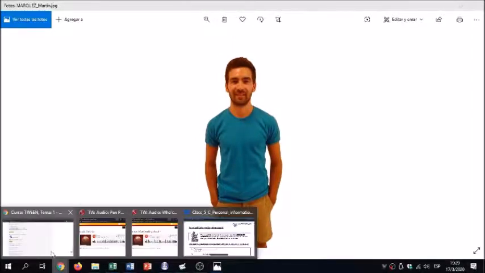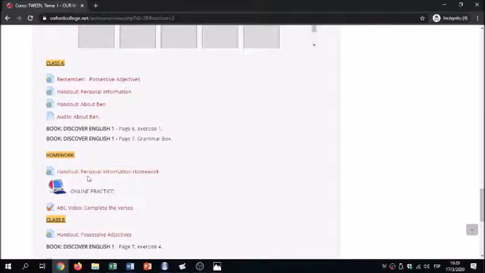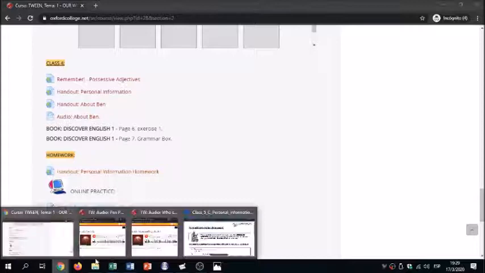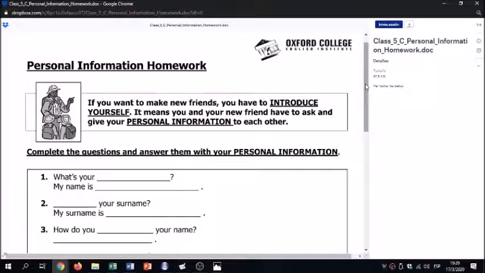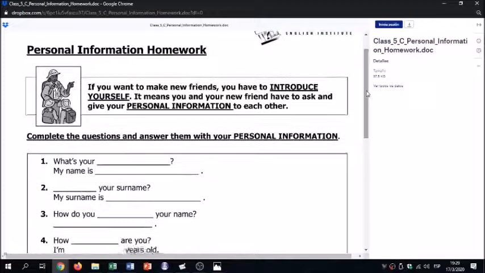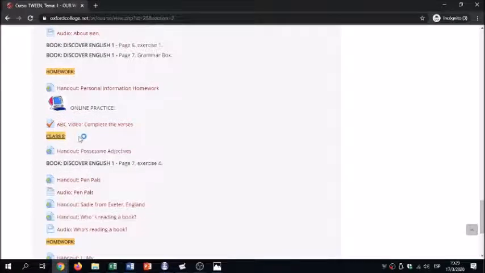Entonces, para la clase de hoy, ustedes tenían tarea que correspondía a la clase número 4. Handout Personal Information Homework, which is this one. Remember that you had to complete the questions and answer those questions with your personal information. Entonces, recuerden que para la realización de esta tarea debían completar las preguntas y responder esas mismas preguntas con información personal de ustedes. Now, let's start with today's class, which is class number 5, okay?